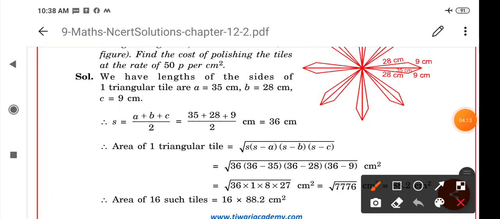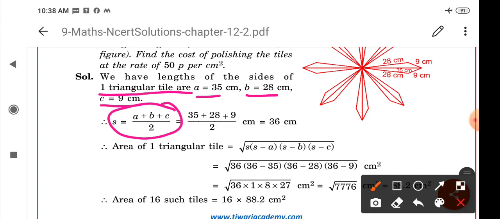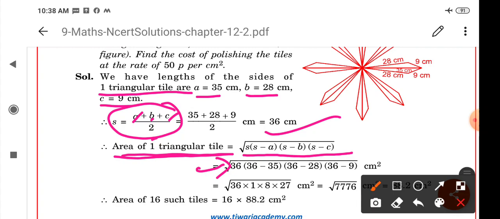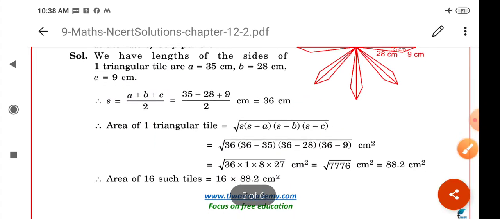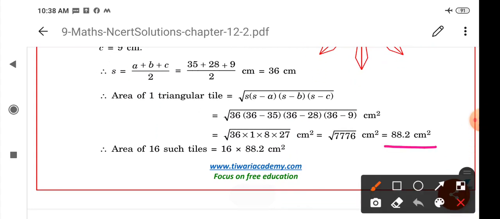For the area of the first triangular tile, a is 35, b is 28 and c is 9. First we find the semi-perimeter: (a plus b plus c) upon 2, which comes to 36. Now the area of one triangular tile equals under root s into (s minus a)(s minus b)(s minus c). You substitute all the values and factorize, and finally we get the answer, which comes to 88.2 centimeters.